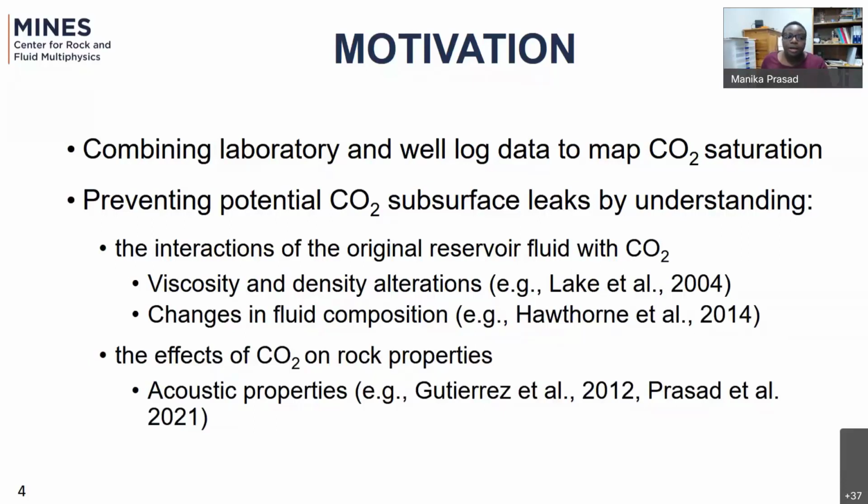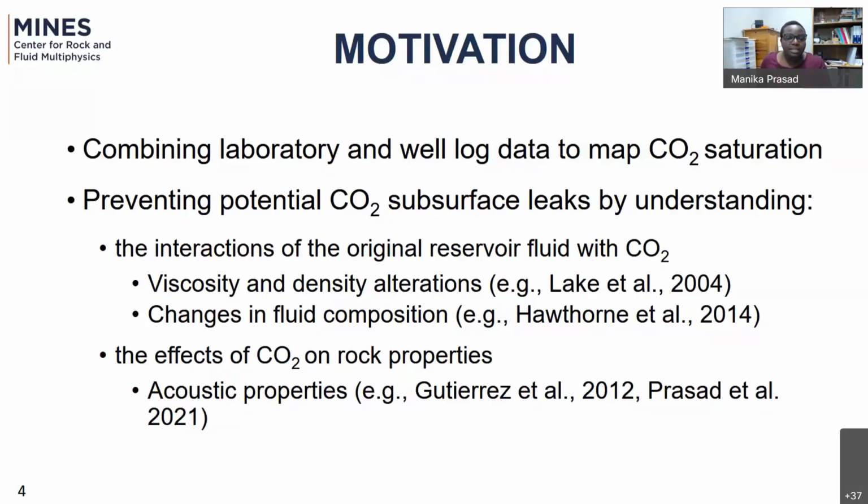And when we map CO2 saturation, it is because we want to prevent potential CO2 subsurface leaks that could happen. So the safety portion is also involved, where we want to know how CO2 is being transmitted within the reservoir and if it remains where it's supposed to be.